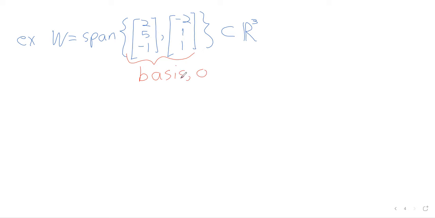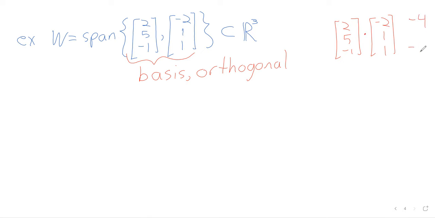And what's more, you can verify that they're an orthogonal basis. Line them up. Do the dot product. We get a -4, a -1, a +5. Add those all together. We do indeed get 0. So this is an orthogonal basis. And let's say we have some vector y.